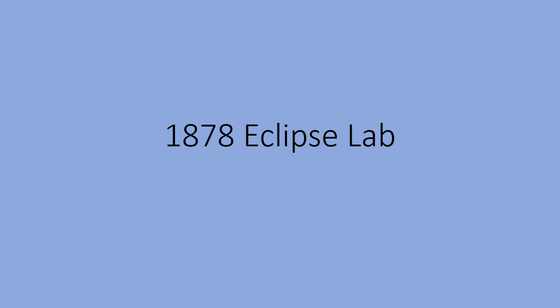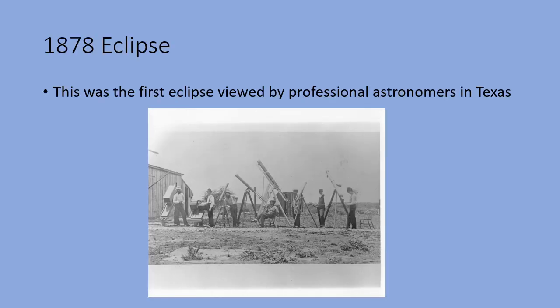The lab that we're doing today is called the 1878 Eclipse Lab, and it actually goes back to 1878. There was a total solar eclipse visible from Texas. Not only was it visible from Texas, it was visible from Fort Worth. And so in our library, there's actually this photograph right here.